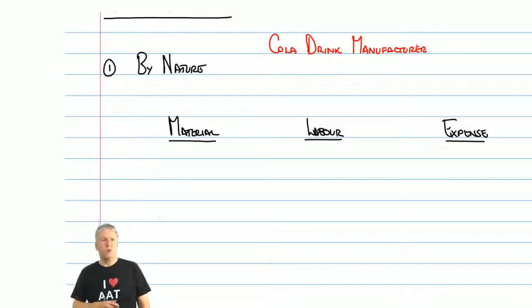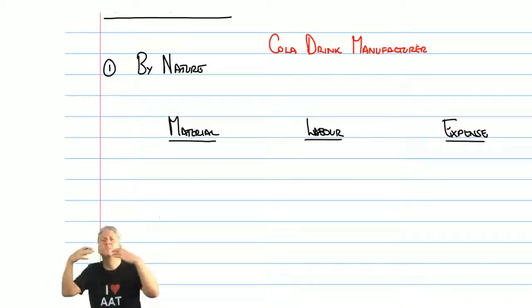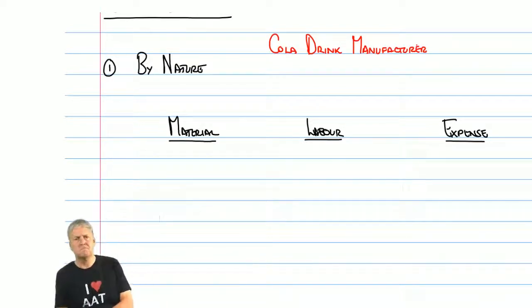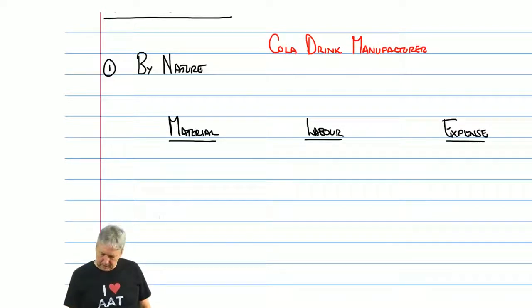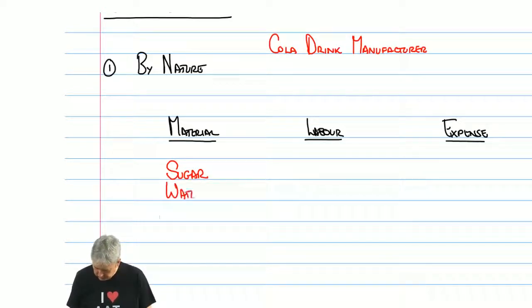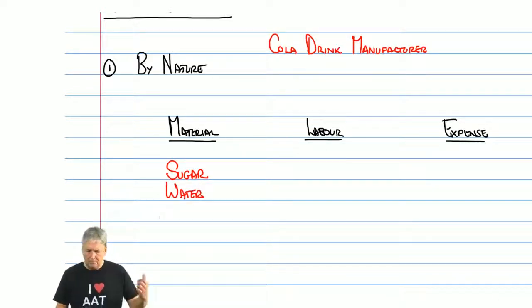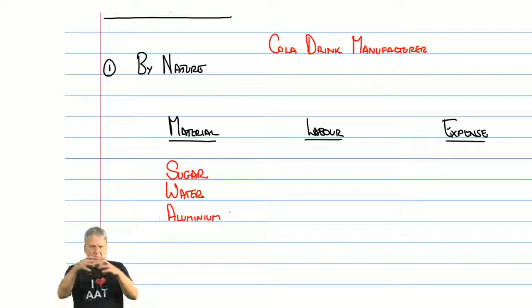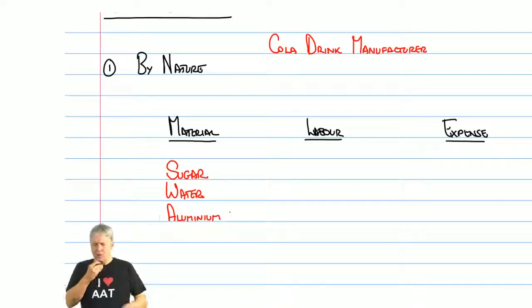Okay? And if we're a cola drink manufacturer, what sort of material costs do we incur? What do you think? Well, okay, presumably lots of sugar, you know, to rot the teeth of everybody who drinks cola. Yes? Anything else? Water? Yeah? Presumably they put it in tins or bottles. So, should we just say that we've got aluminium to make the tins, or cans, whatever. Yeah. So we've got those sort of materials.